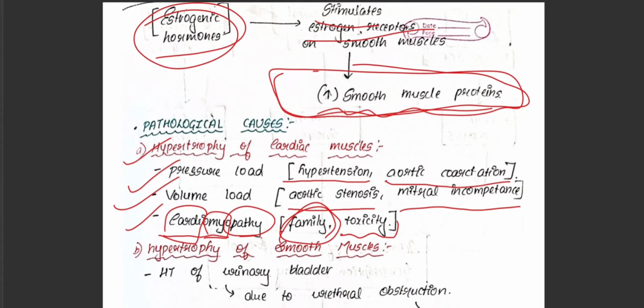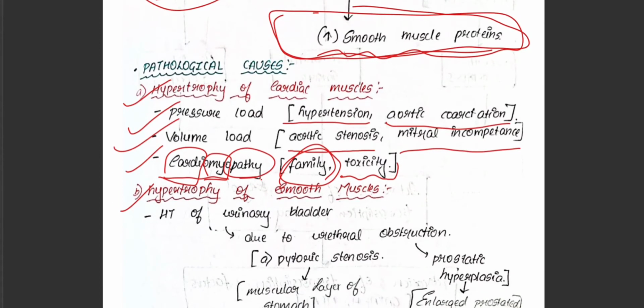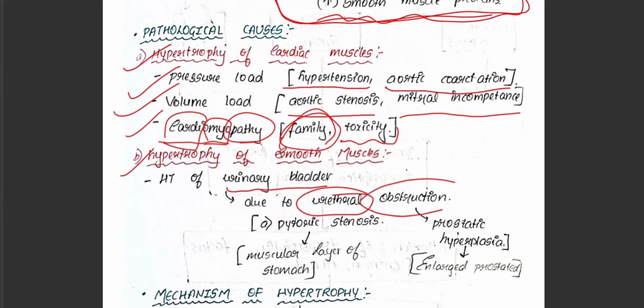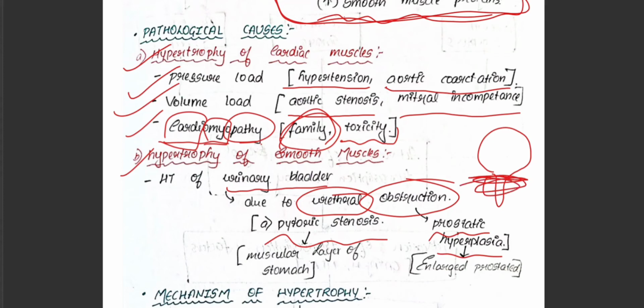Moving on to the second example, that is hypertrophy of the smooth muscles. In the urinary bladder, the best example is hypertrophy of the urinary bladder. Why does this occur? Very important. It occurs due to urethral obstruction, which is mainly seen in prostatic hyperplasia. Imagine this is the urinary bladder. When there is any urethral obstruction in this area, there will be an increase in the size of the cells of the urinary bladder, and therefore the size of the urinary bladder increases.